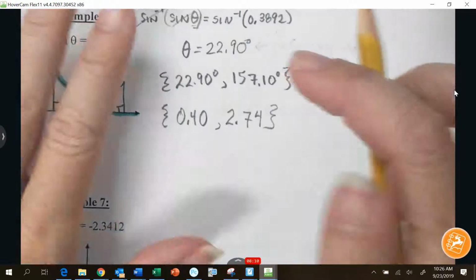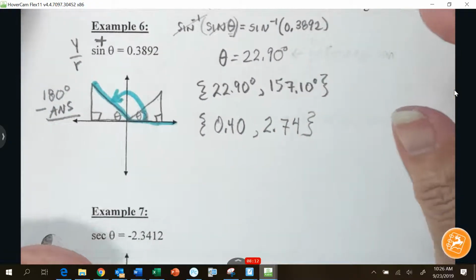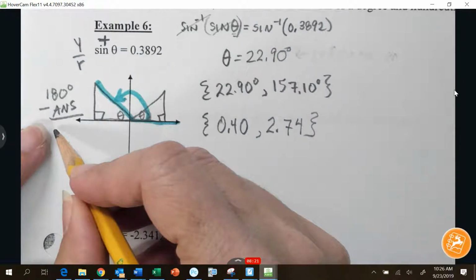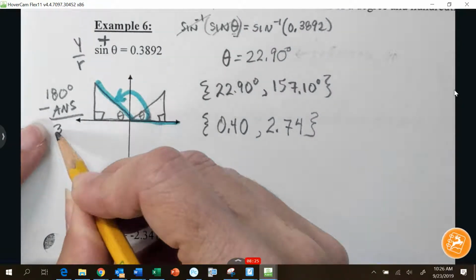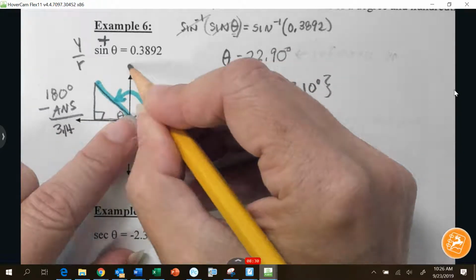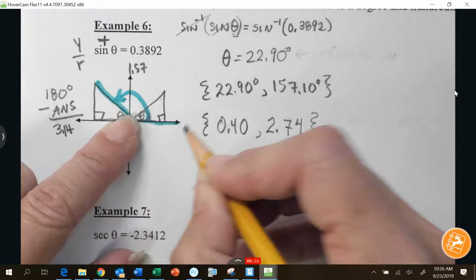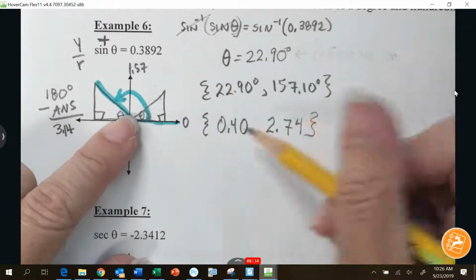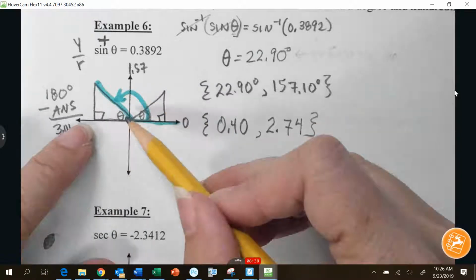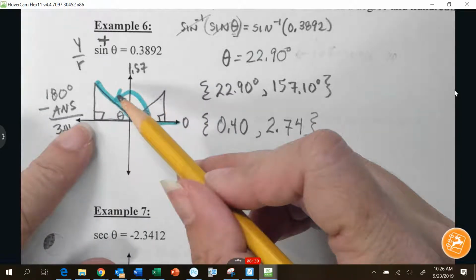Now, what I would highly suggest is just make sure that you're writing 180 as a radian in decimal form, 3.14. And then this top one here is half of that, so it's 1.57. This one's obviously 0. Does 0.4 seem appropriate to be in this quadrant? Does 2.74 seem appropriate?